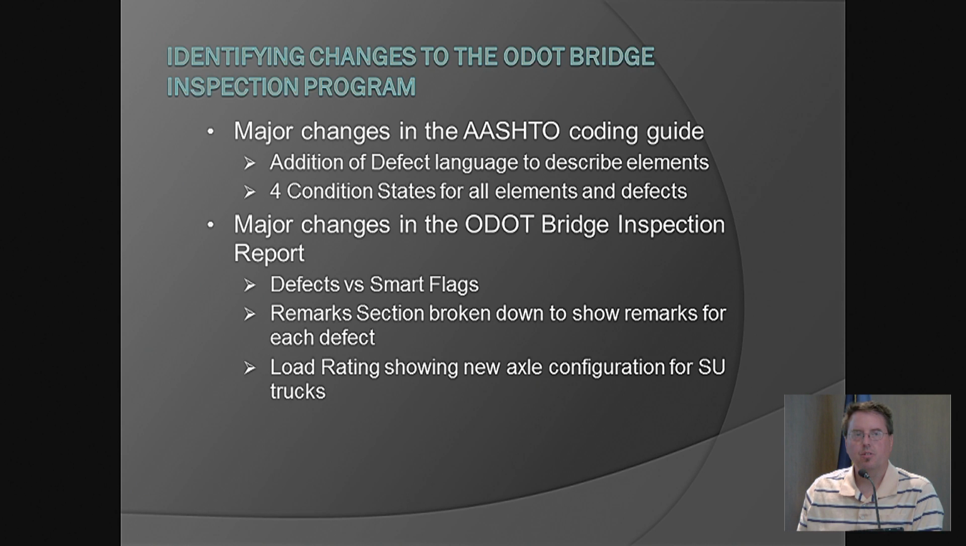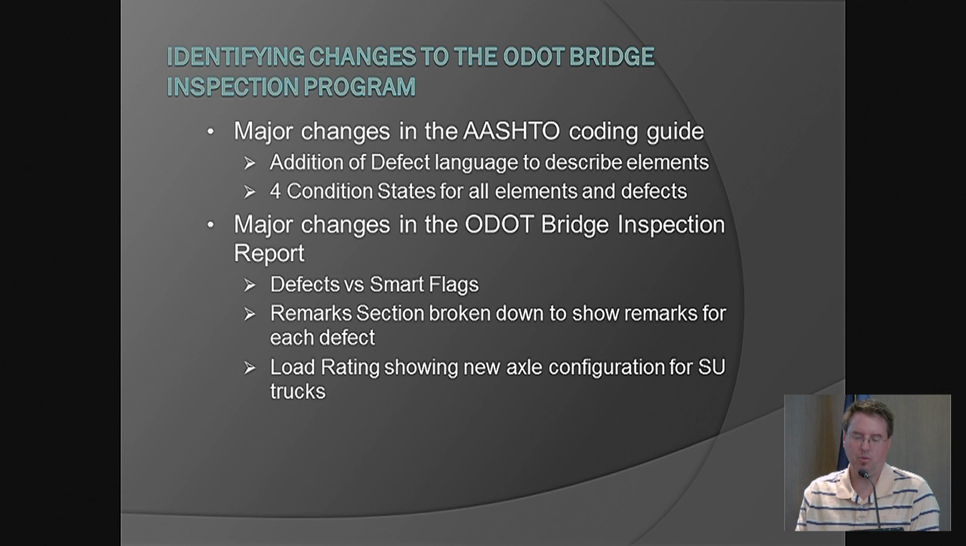One of those changes is that we are addressing the defects in a more uniform manner. Before, we could have only 3 condition states for a certain defect, or we might have 5 condition states for another defect. So AASHTO decided they were going to go with 4 condition states, which aligns with how ODOT had been looking at things originally: good, fair, poor, and then it needs to be analyzed.